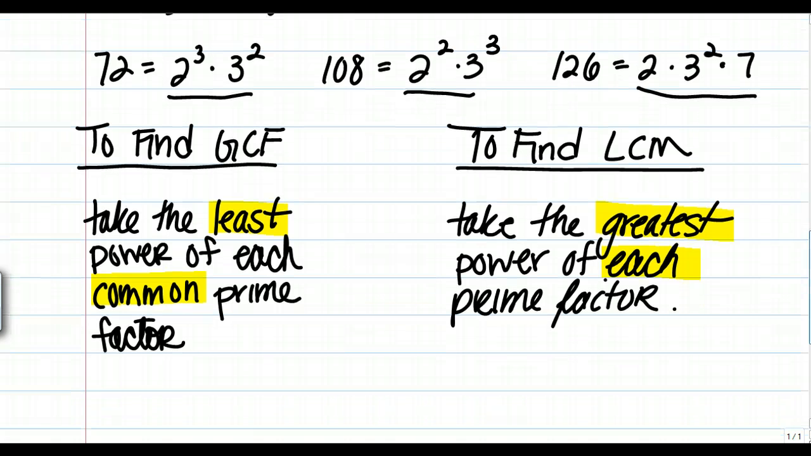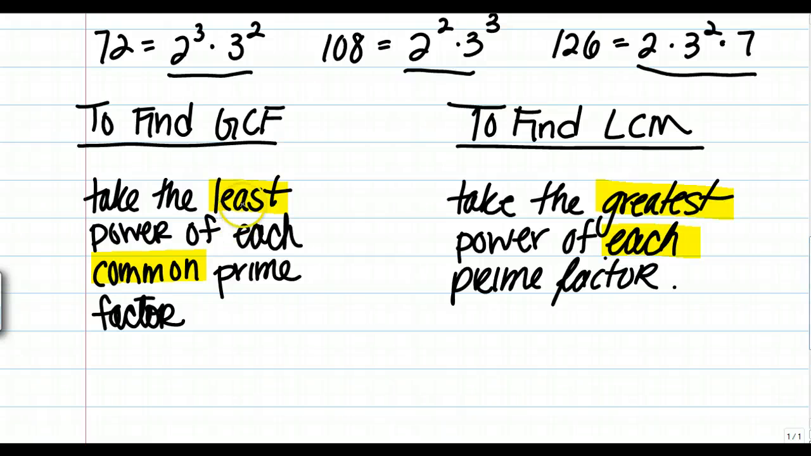So when you're finding the GCF, you are going to take the least power of each common prime factor. So let's find what's common. And you're looking at base numbers. Is there a base number 2 in all 3 of them? Yes, there is. So I'm going to write down a 2. Is there a base number 3 in all of them? Yes, there is. So I'm going to write it down. There's not a 7 in all three of them, so I'm not going to write down 7. So the only common prime factors were 2 and 3.